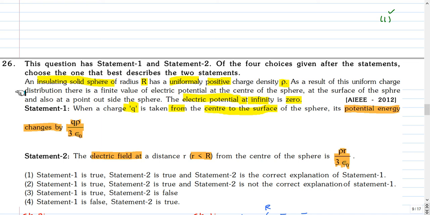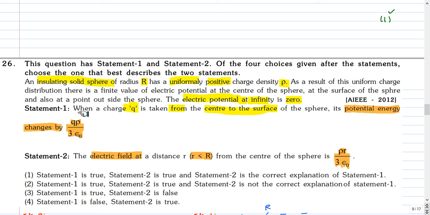An insulating solid sphere of radius r has uniformly positive charge density rho. As a result of this uniform charge distribution, there is a finite value of electric potential at the center of the sphere, at the surface of the sphere, and also at a point outside of the sphere. The electric potential at infinity is 0.